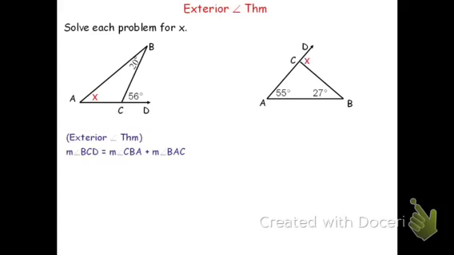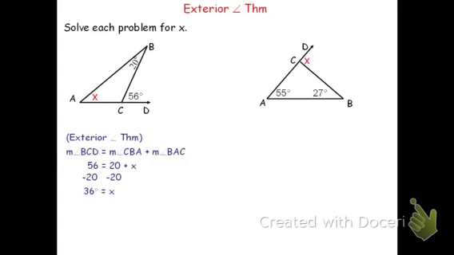Now substituting what I know, the 56-degree angle is the measure of angle BCD. So 56 equals, the measure of angle CBA is 20, and the measure of angle BAC is x. So this is going to be a really quick equation to solve. All we need to do is subtract 20 from both sides, and we find that the measure of that angle is 36 degrees. Now there would have been other ways to do that.